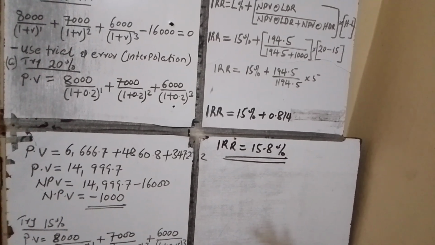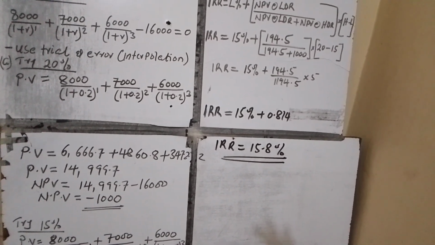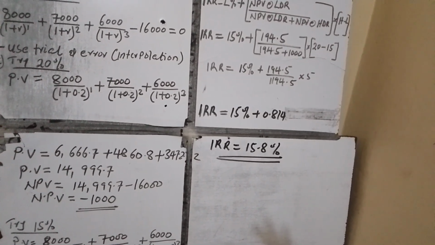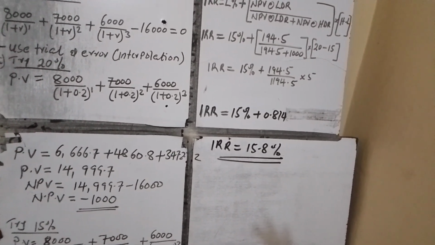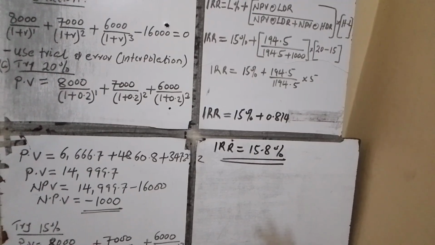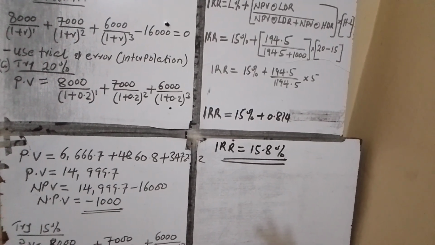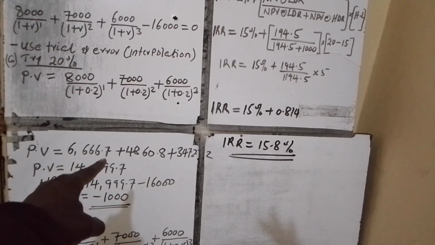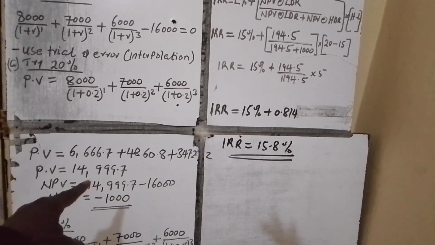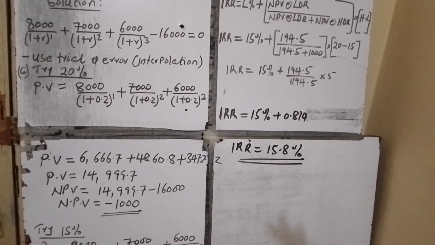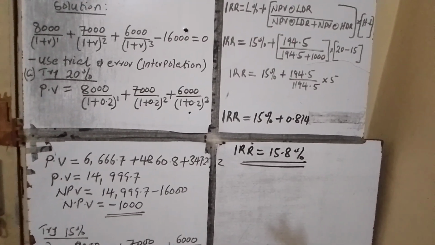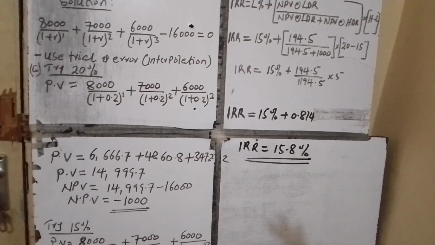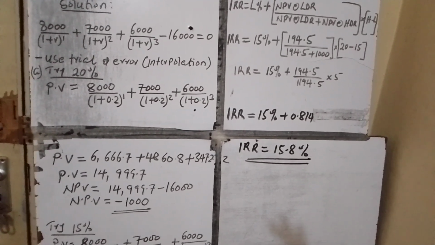So 8,000 over 1 plus 0.2 raised to 1, plus 7,000 over 1 plus 0.2 raised to 2, plus 6,000 over 1 plus 0.2 raised to 3. The present values now will be those three numbers there. So the present value is 14,999.